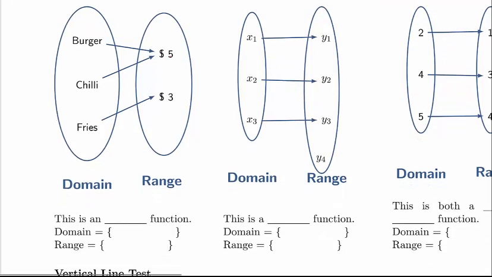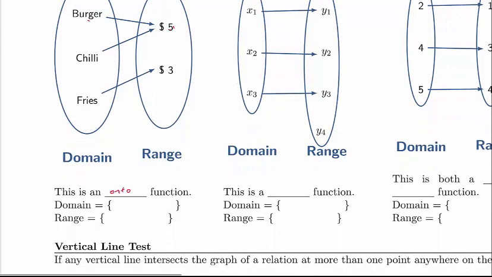Okay. Now this type of function here is a particular type of function. An onto function, right? So basically this means that you've got your basic setup, you know, anything in the domain can go to anything in the range. So what is the domain? It is a burger, chili, and fries. And what's the range? The range is $5 and $3.